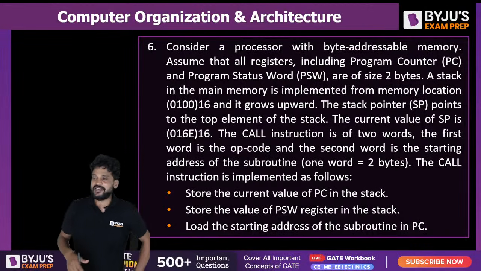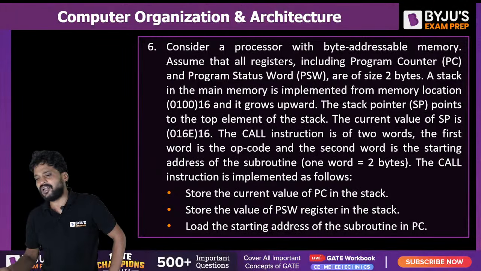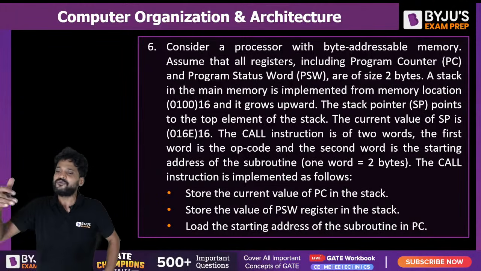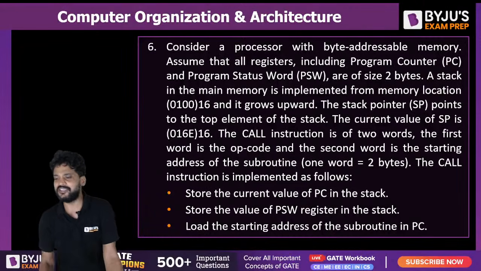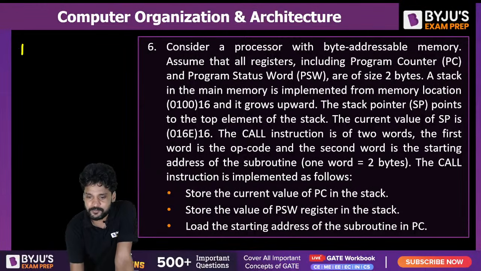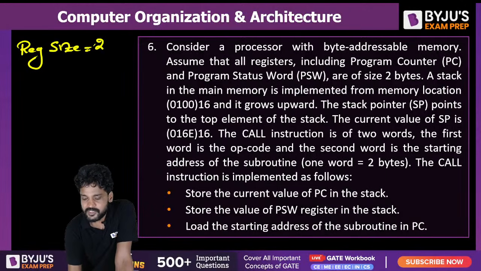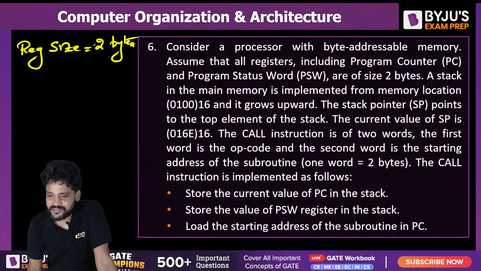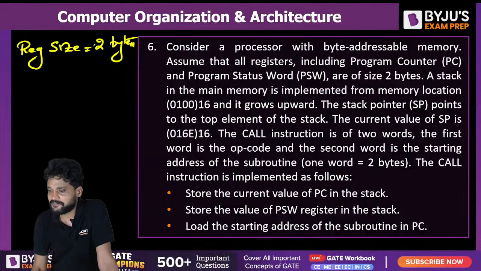Consider a process with a byte addressable memory. Assume that all the registers, including the program counter and the program status word, are of 2 bytes. Every register is equal to 2 bytes. Register size, write it down here, 2 bytes or else 16 bits. Okay, let us have it this way. A stack in the main memory is implemented from the memory location 0100 (hex) and it grows upward.